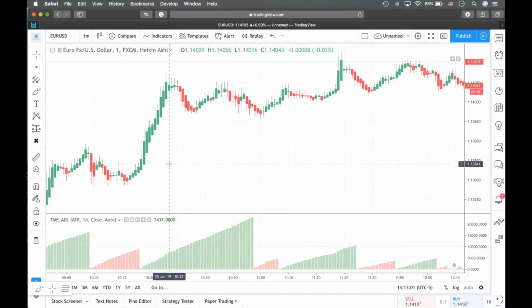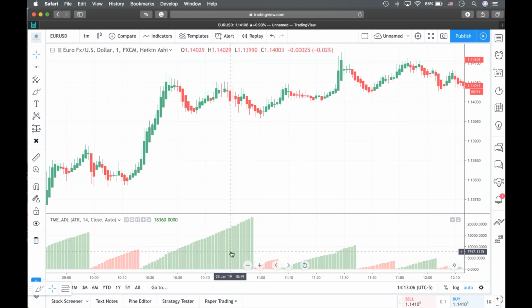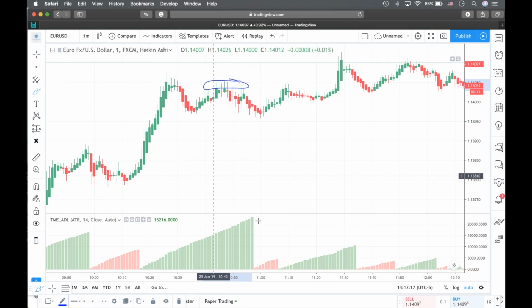Okay, so let's see what happened. Let's look at this batch of volume. At 10:56 a.m. on January 25, the chart created a high area here. The oscillator created a high here too, which means it followed the chart.